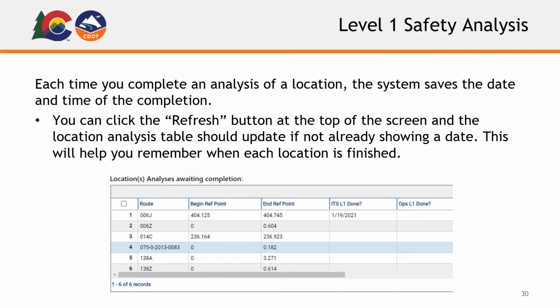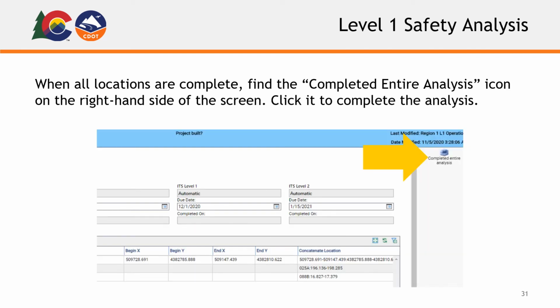You can click the Refresh button at the top of the screen and the location analysis table should update if not already showing a date. This will help you remember when each location is finished. When all locations are complete, find the Completed Entire Analysis icon on the right-hand side of the screen. Click it to complete the analysis.